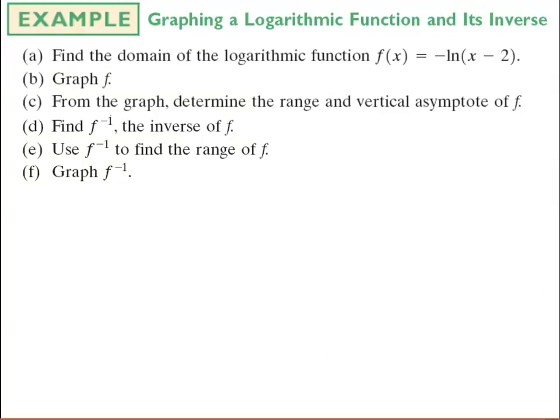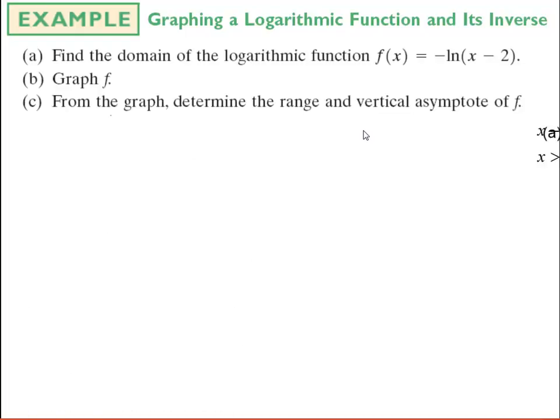All right, now let's tie all of this together. In this example, we're given the function negative ln of x minus 2, and we're being asked to do 6 things. Let's work on this together. Part A says find the domain of the logarithm. Remember, to find the domain of any logarithm, what's inside the logarithm has to be strictly positive. So if I take what's inside the logarithm and set it greater than 0, that gives me a domain of 2 to infinity.